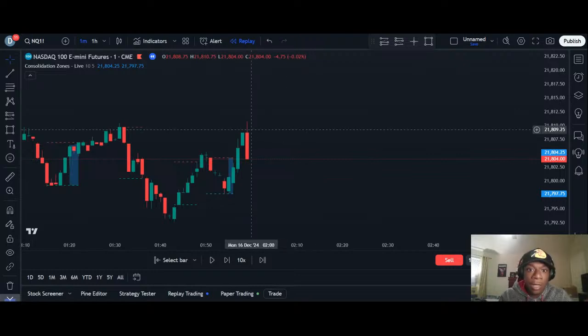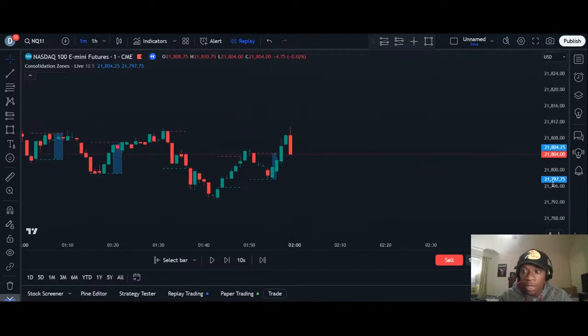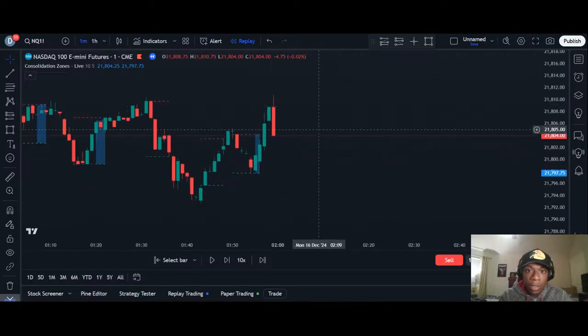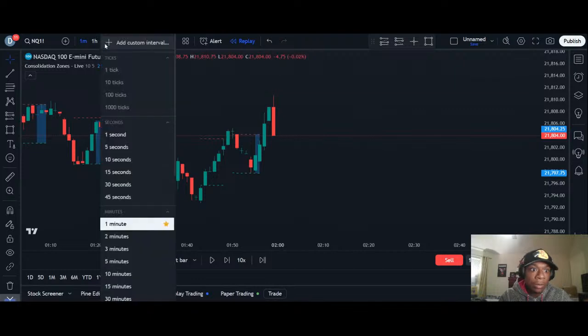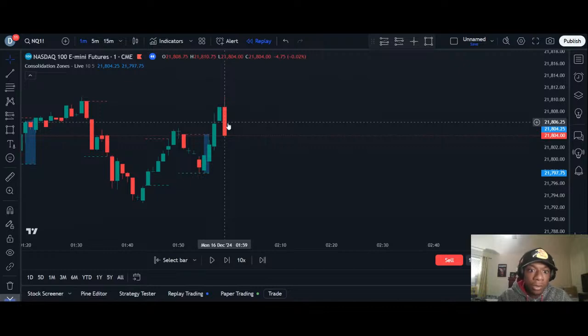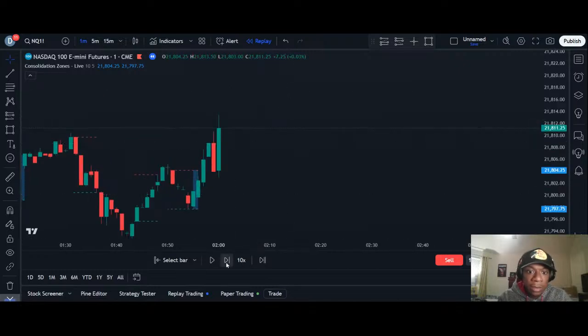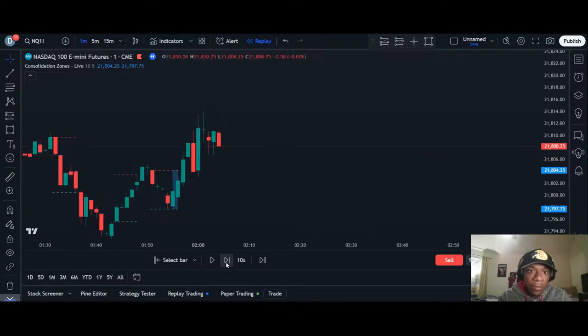So this would be Monday, and this is actually going to be good practice to see which time frame works the best. So we're going to do 1, 5, and 15. First trade, 2 a.m. We're going to do the 1 minute time frame trade. Let's see how this plays out. We're going to wait for the zone to pop up.